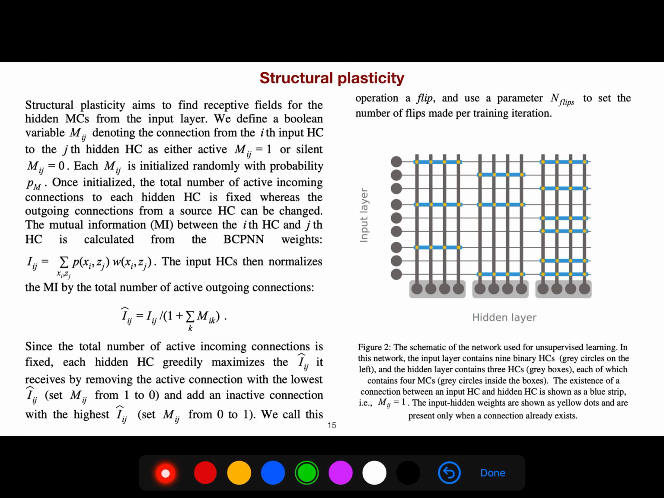Each m sub ij is initiated randomly with probability p sub m. Once initialized, the total number of active incoming connections to each hidden hypercolumn is fixed, whereas the outgoing connections from a source hypercolumn can be changed. The mutual information between the i-th hypercolumn and the j-th hypercolumn is like this. So these are very important for analysis.